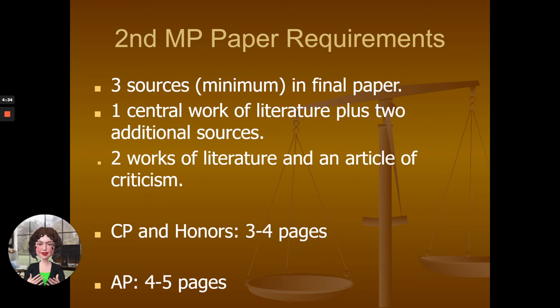CP and honors must have an essay that's at least 3 to 4 pages long. That's 23 lines a page, generally speaking, with headings. AP should be 4 to 5 pages total. And that is not including the works cited page as part of the length.